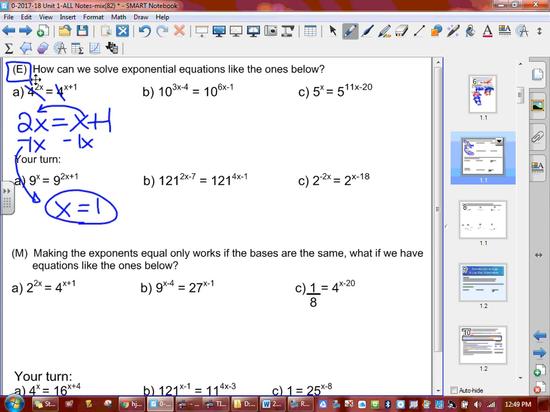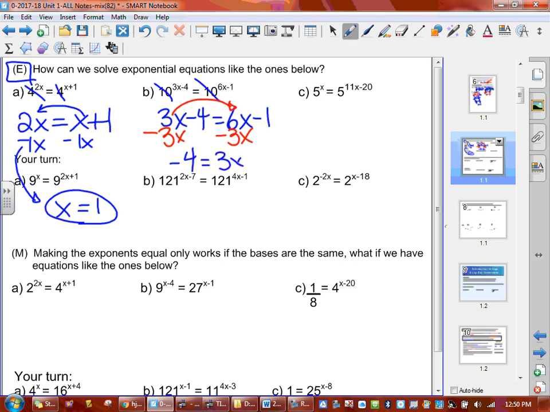Okay, on B, same thing. We're going to drop the bases. They're identical. So I'm going to get 3x minus 4 equals 6x minus 1. So again, I want to take x to where it is positive. So in this case, I'm going to take the x to the bigger x. Okay, so I want to keep x positive if I can. So I'm going to subtract 3x's here, subtract 3x's over there. So now I'm going to get negative 4 equals 3x minus 1.